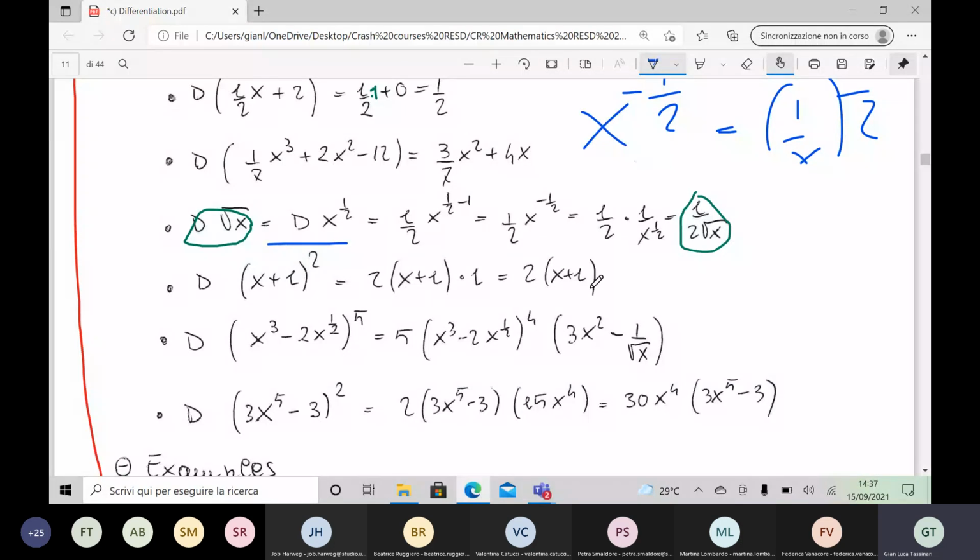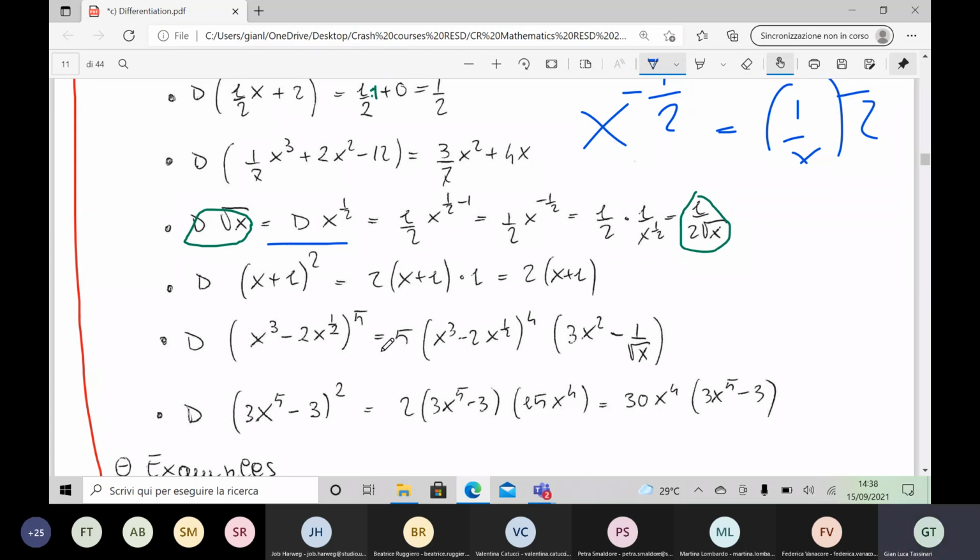Now, look at the one below. You have the derivative of this function. You see, this function, again, is f of x to the power alpha. You have to apply the general rule. F of x to the power alpha. The derivative is alpha, so copy 5, times f of x as it is, raised to the power alpha minus 1, so 4, times what? Parenthesis, the derivative of this function, f prime of x, which is the derivative of x to the power 3. Remember, 3 times x to the power 2.